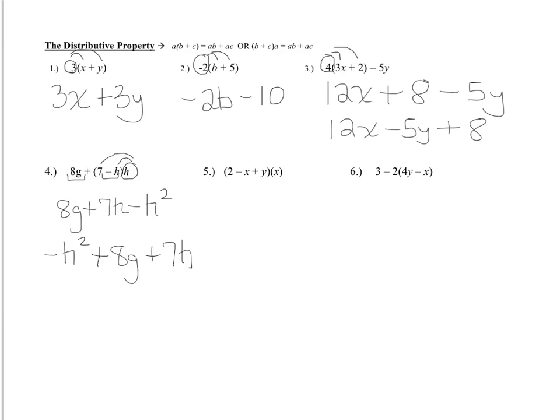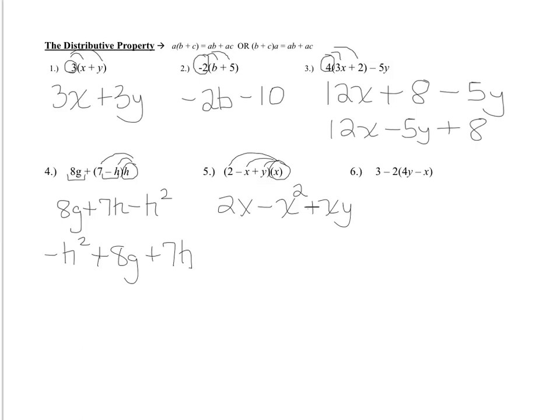All right, so now number 5. I'm going to circle the x here because that's getting distributed to the 2, the negative x, and the y. So I do x times 2 is 2x, x times negative x is negative x squared, and then x times y is positive xy. So we're going to say plus xy. You could write plus yx, but usually when we're multiplying two variables together, again, we put them in alphabetical order.